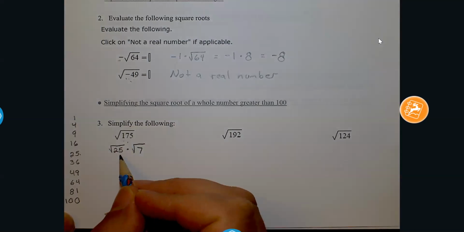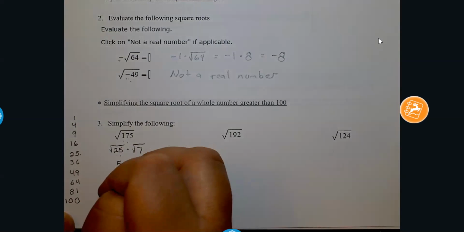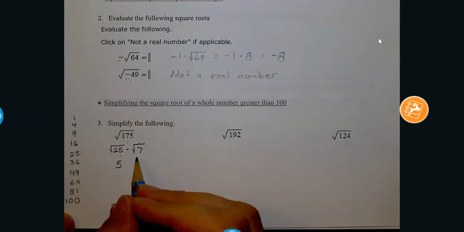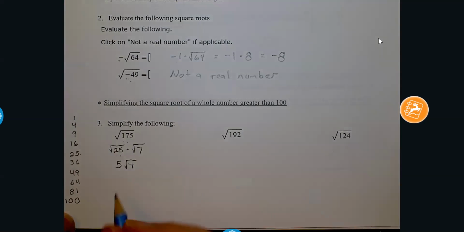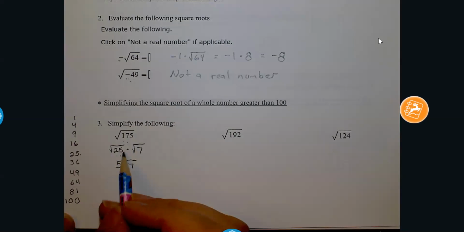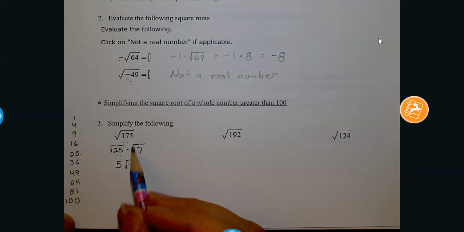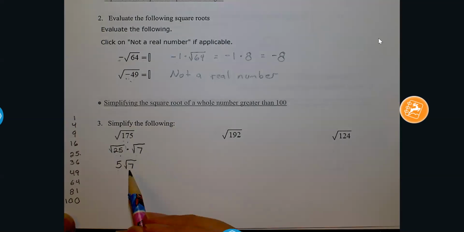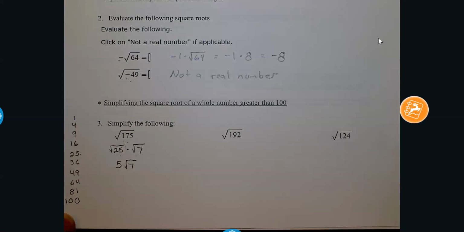You want to find the largest. So the square root of 25 is 5. And the square root of 7, well, 7 is not a perfect square and it's a prime number, so we bring that down. So the square root of 175 is really 5 times the square root of 7. Okay, you want to make sure you're pulling out the largest and not just any one, because you're going to be left with something that can be simplified again. If you pull out the largest, you're going to be left with a square root that can't be simplified any further.